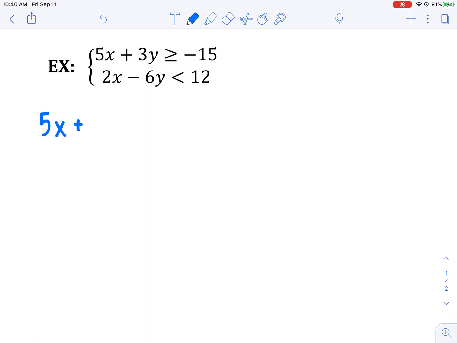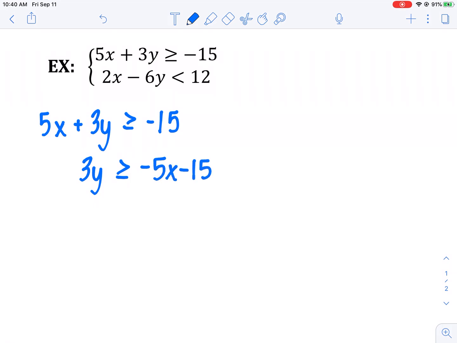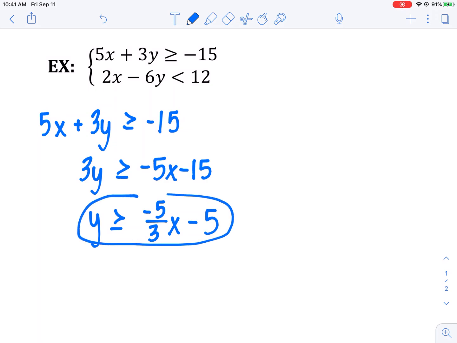Here is my first inequality. This is in standard form. I don't know how to graph standard form, so I'm going to try to put it into slope-intercept. I'm going to do the same steps as I would if it was an equation. I get y is greater than or equal to negative 5/3 x minus 5. This is the inequality I'm going to now graph and shade.